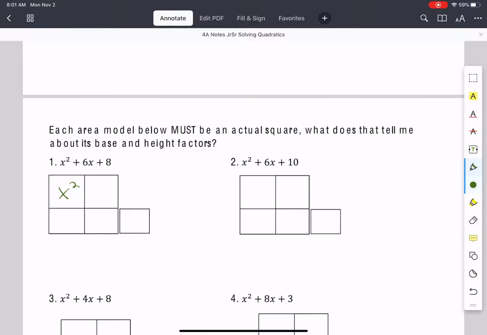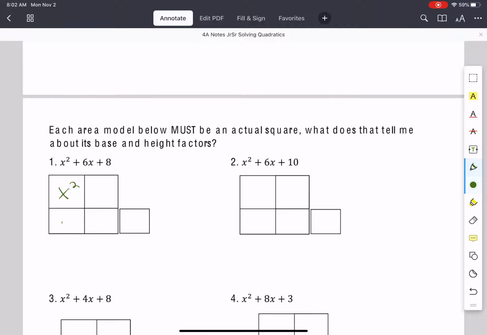Here's what I know. I know that if this is going to be a square, then these have to be the same thing. Good? Does that make sense? These have to be the same thing, right? And what are these going to add to? Anybody remember? Yeah, Gavin, 6. Good. These are the boxes that always add to the middle number, right? So there's only one possibility, because they have to be the same. 3 and 3.